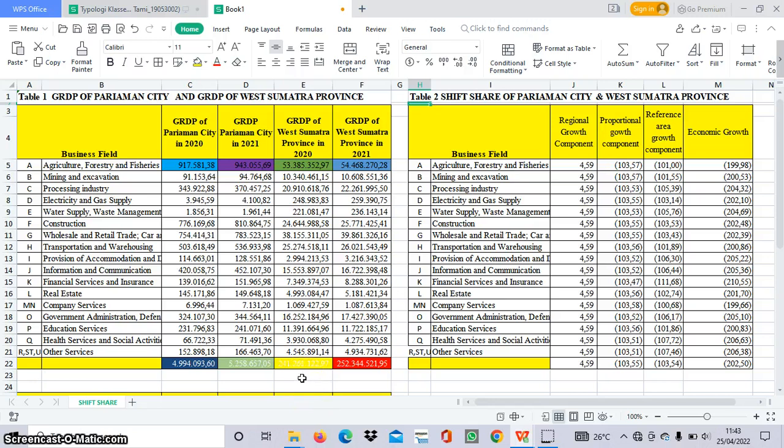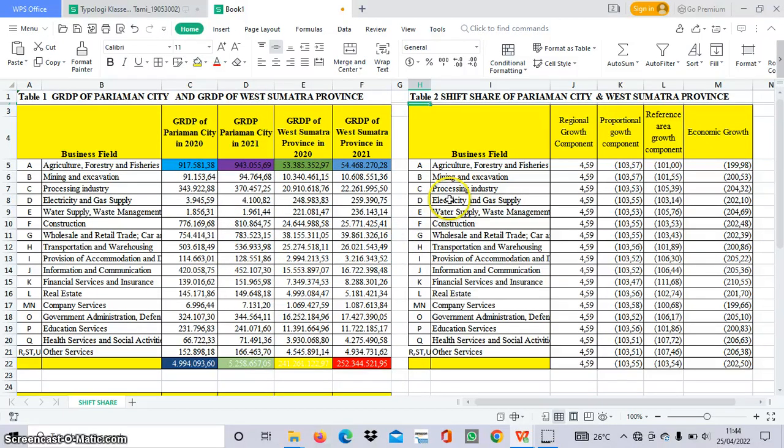On this occasion, I will explain the Shift-Share analysis, and I choose the region of Pariaman City and West Sumatra Province. In this presentation we have two tables. The first, table 1, GRDP of Pariaman City and GRDP of West Sumatra Province, and table 2, share of Pariaman City and West Sumatra Province. Why do we have two tables? Because to get the result of table 2, we use the data of table 1.